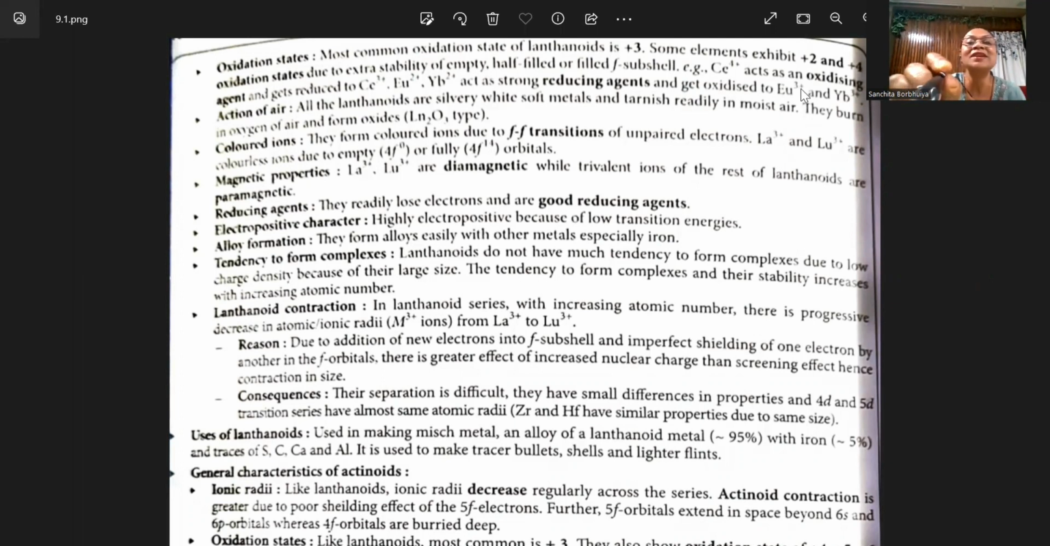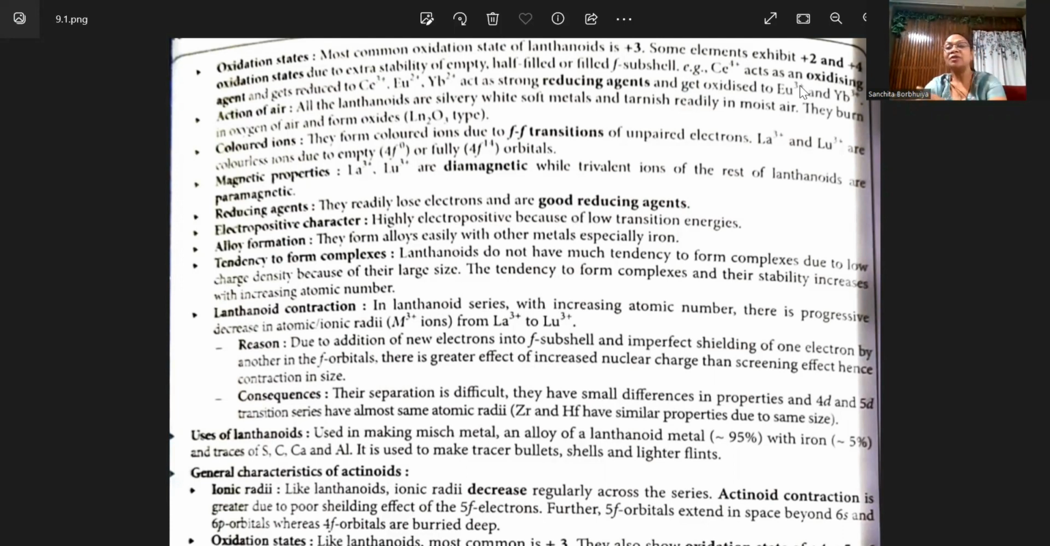Which element can have the +2 oxidation state? Let's go on to the oxidation state of cerium +4. If you have cerium +4, it will act as an oxidizing agent because it will tend to get reduced to the common oxidation state, which is +3. Europium +2 and ytterbium +2 will act as strong reducing agents because they will tend to get oxidized to the europium +3 and ytterbium +3 oxidation state.